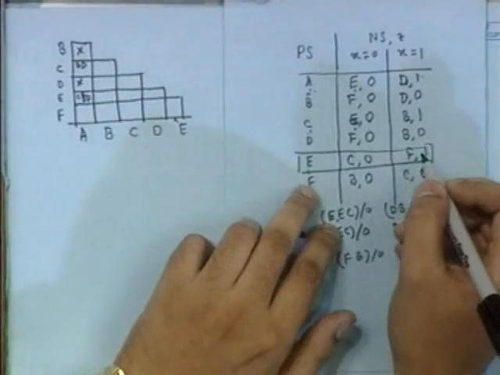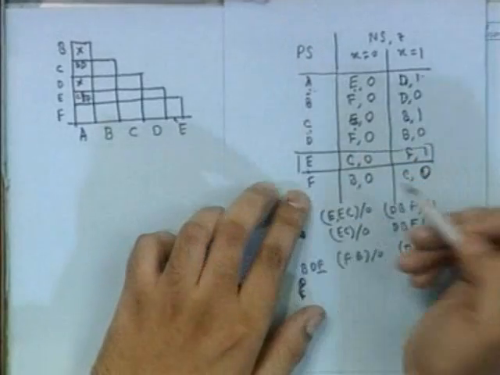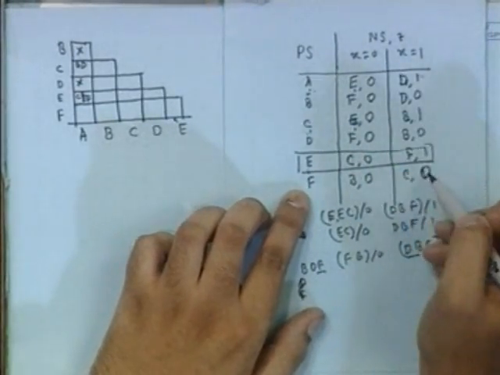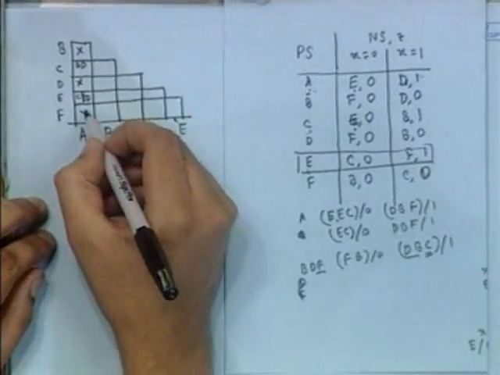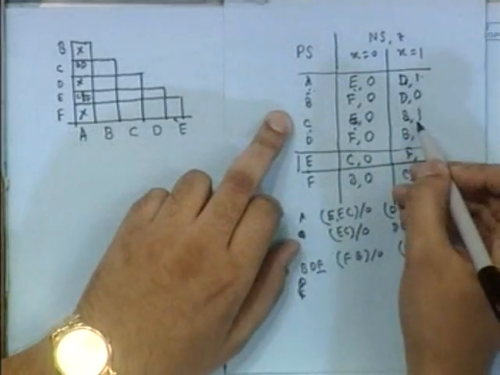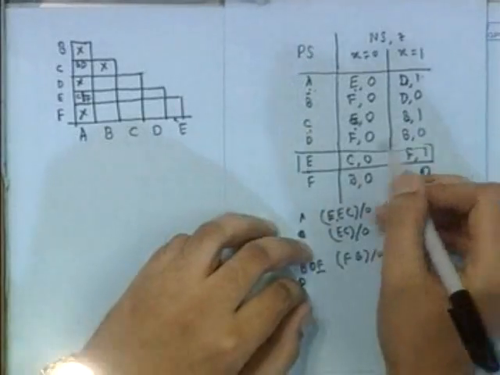D and F are equivalent. Now you try to see whether A and F are equivalent or not. They are not equivalent, because they are producing different output for the same inputs. Now you will see B and C. Are they equivalent? They are not. You can readily say that they are producing different outputs.